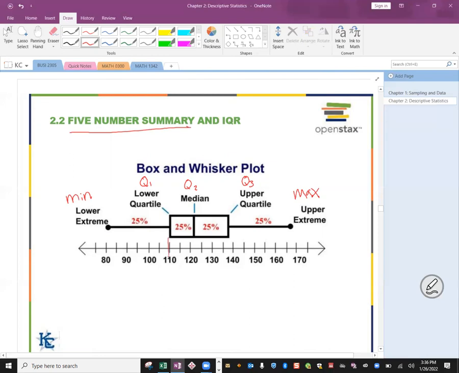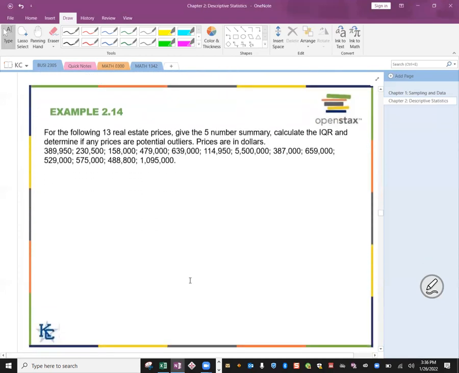And you can see that the interquartile range is in the box portion of the box and whisker plot because it's from Q3 to Q1. So let's take a look at this example here. For the following 13 real estate prices, give the 5-number summary, calculate the IQR, and determine if any prices are potential outliers. Prices are in dollars. Okay, so the first thing we want to do is we want to order our data.